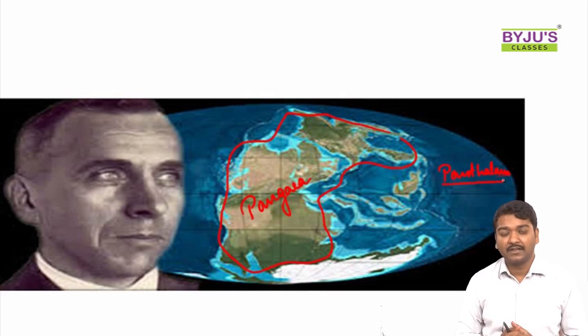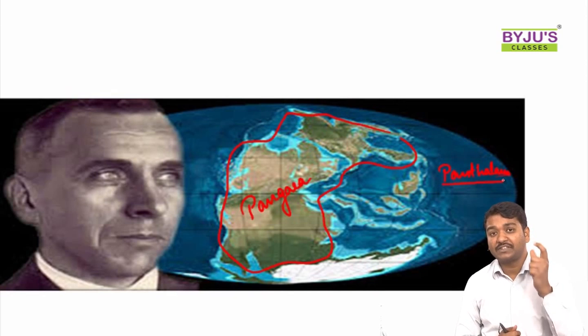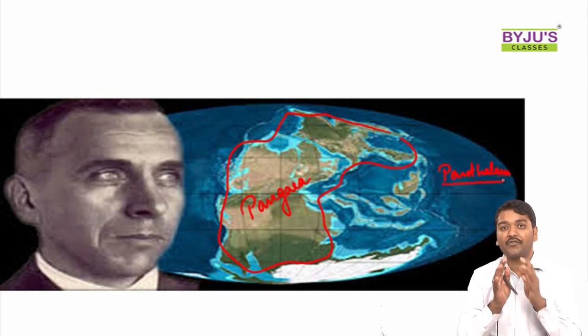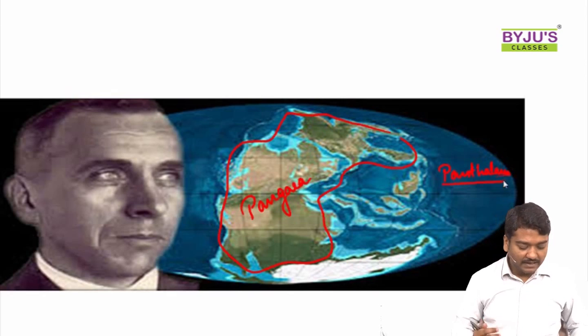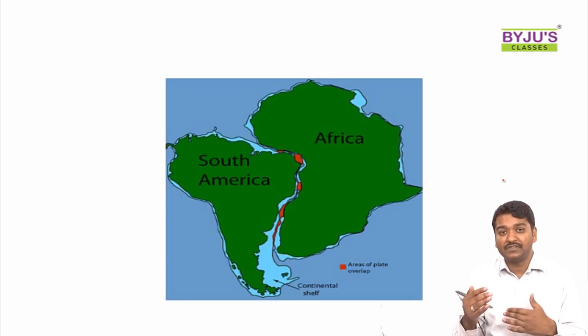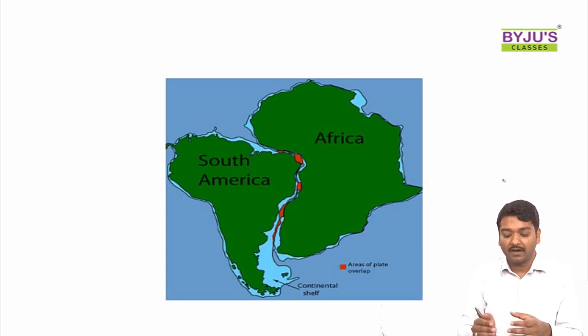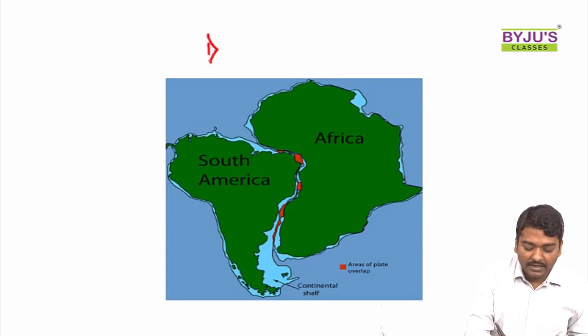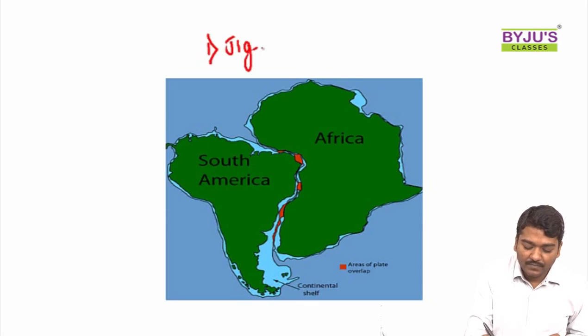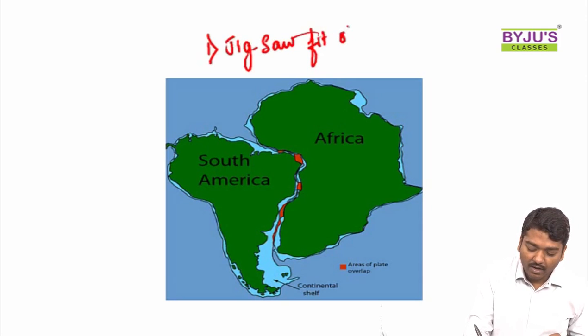And when he said this, the first evidence that he got was the jigsaw fit of the continents. That is, as I told you, South America and Africa actually fit together. And this, he called evidence one: the jigsaw fit of the continents.